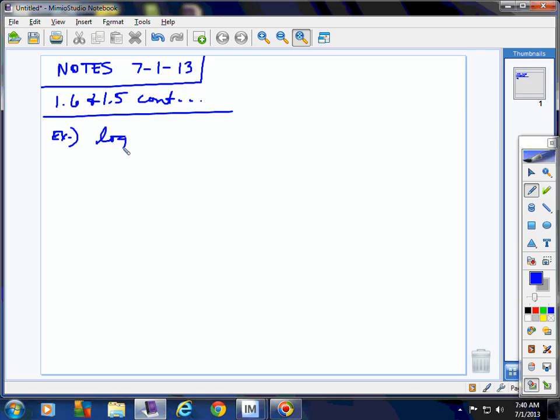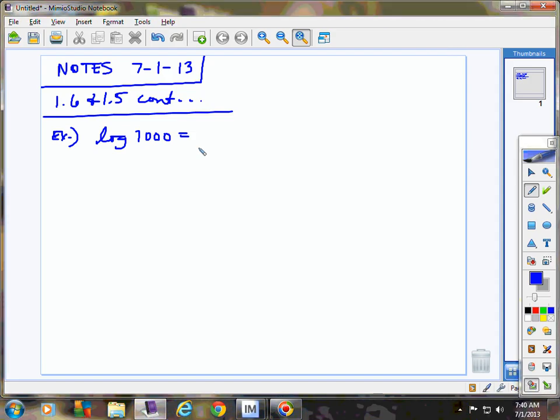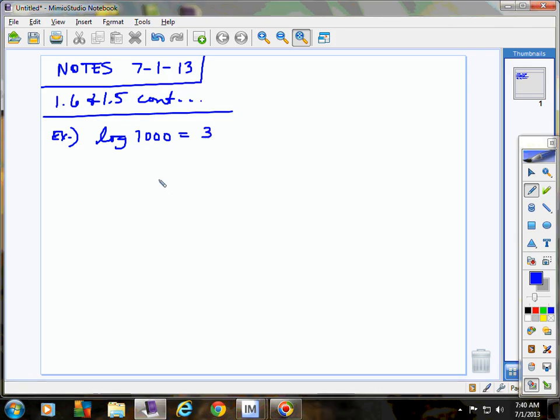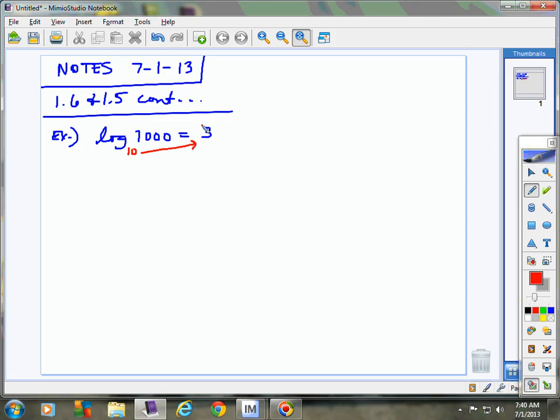Now let's say we have log of 1,000. Type that into your calculator and see what you get. Three. Okay, the calculator tells us 3 because anytime you press the log key, you've got an understood base of 10. So you're saying 10 to what power makes 1,000? So that makes sense, doesn't it? I raise 10 to the third power. 10 times 10 is 100 times 10 is 1,000.